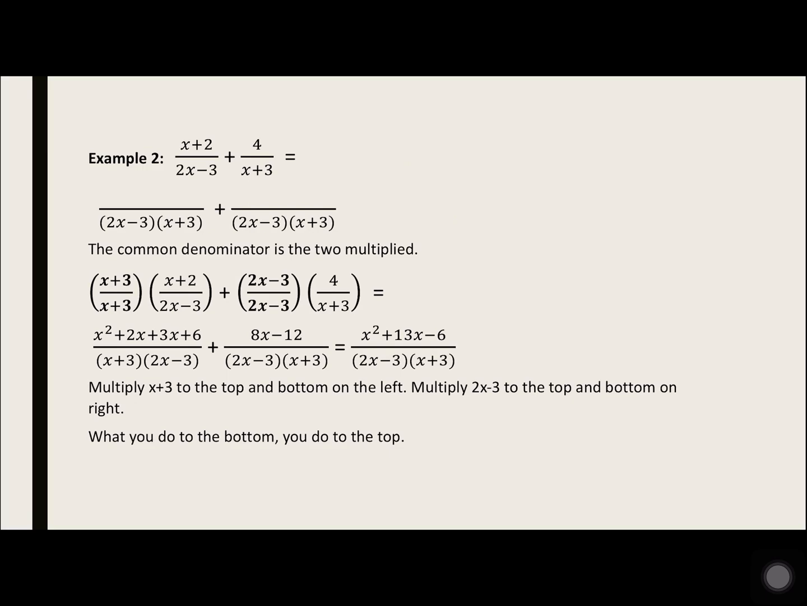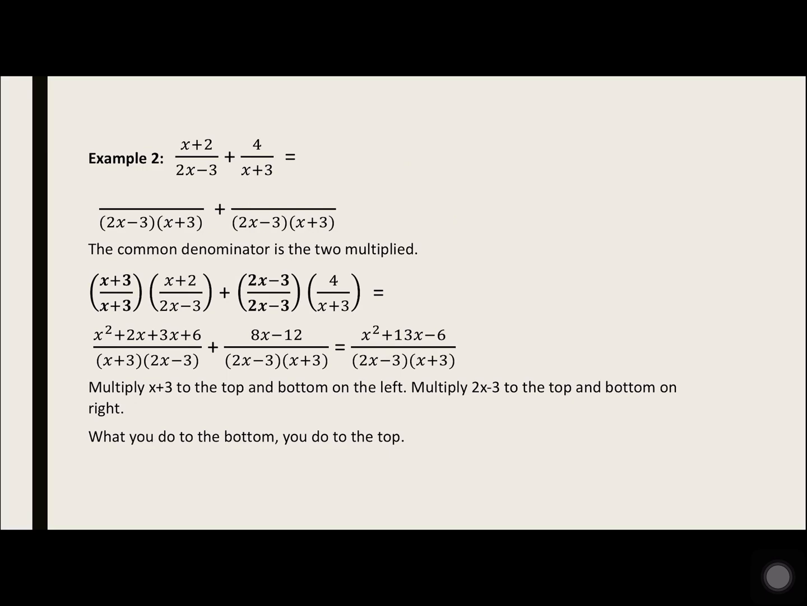On the top left, now to multiply, you're going to FOIL. x times x, x squared. x times 2, 2x. 3 times x, 3x. 3 times 2, 6. On the top right, distribute. 4 times 2x, 8x. 4 times negative 3, negative 12.